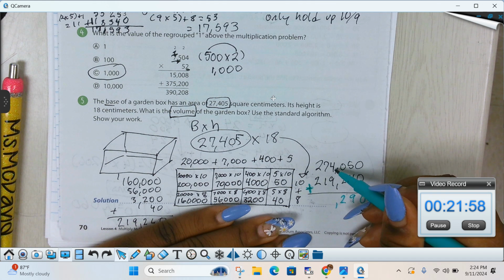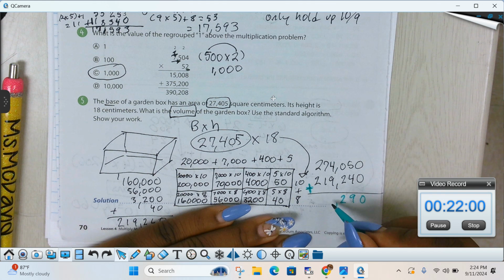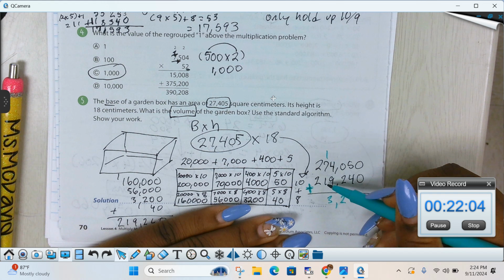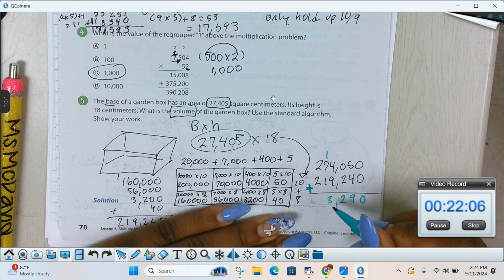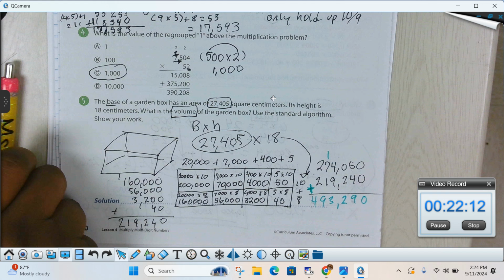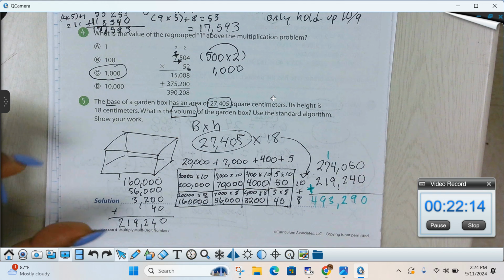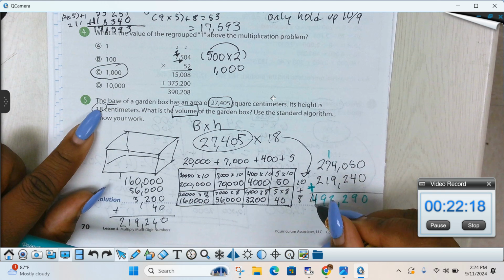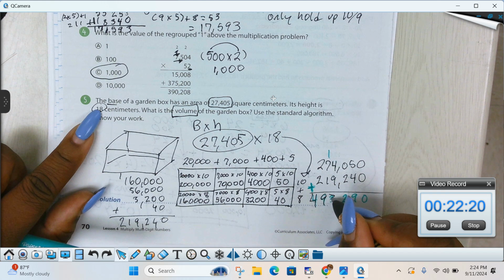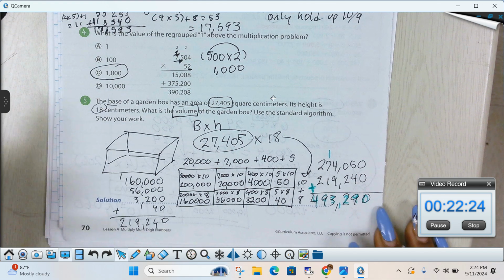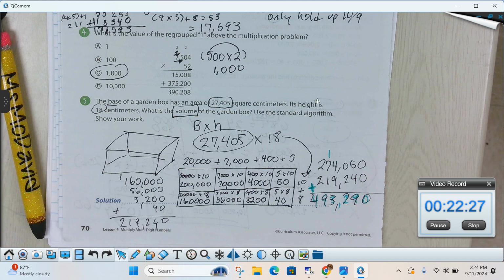She says 13. I don't believe her. 10, 11, 12, 13. Oh my goodness, Liera, you're so smart. 7 plus 1 plus 1? 9. And 2 plus 2? 4. So my total for doing 27,405 times 18 is 493,290. Right is right. Wrong is wrong.